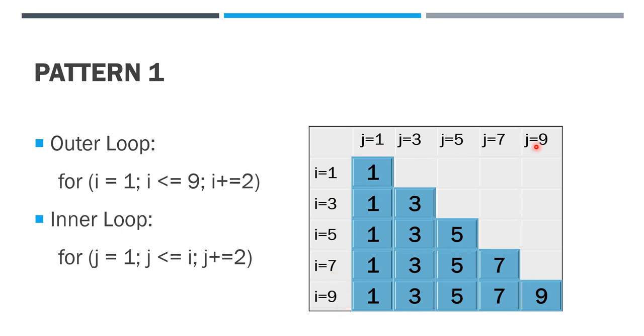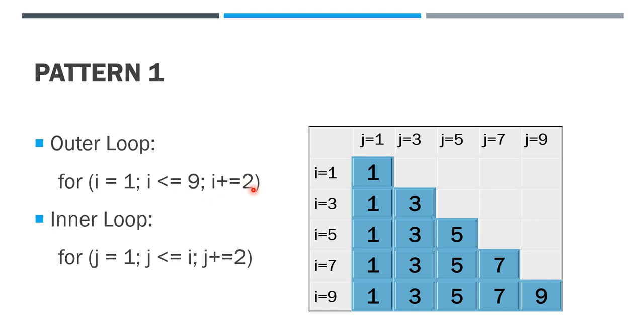Now take the columns. The first row does not have more than one number, so you take the last row that has the numbers. Again it is 1 3 5 7 9. Those are the J values. Both I and J are increasing. So you can take the outer loop as for I equal to 1, I less than or equal to 9, I plus equal to 2. You are going to increase every time by 2.